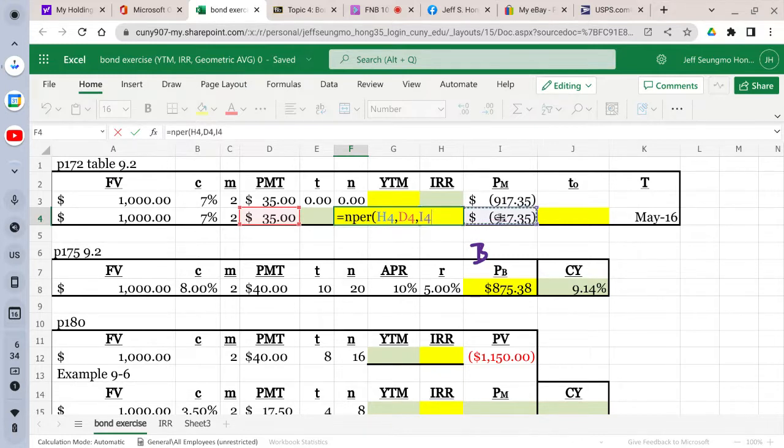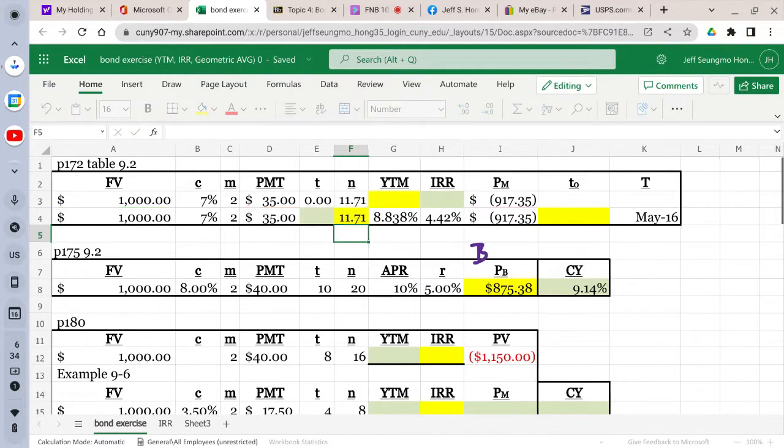This present value has to go in as negative. That's why I put parentheses there. It has to, because it is cash outflow. Okay, comma, and future value. This is positive, right? And then type 0 or blank, because all bonds are basically ordinary annuity, close parenthesis, hit enter. It will give you 11.71, what? 11.71 semesters, right?